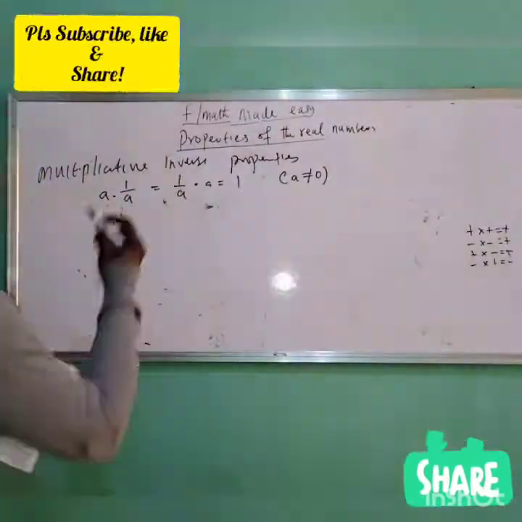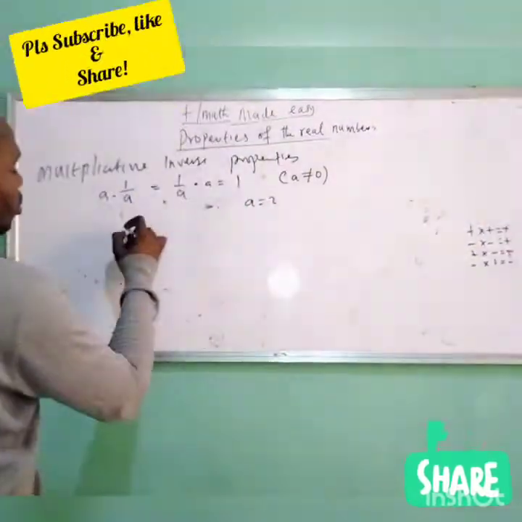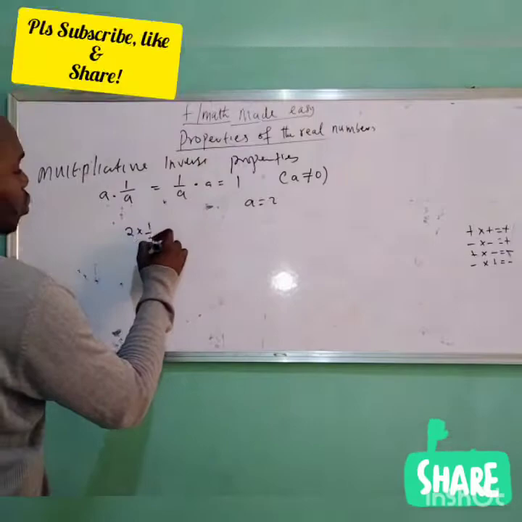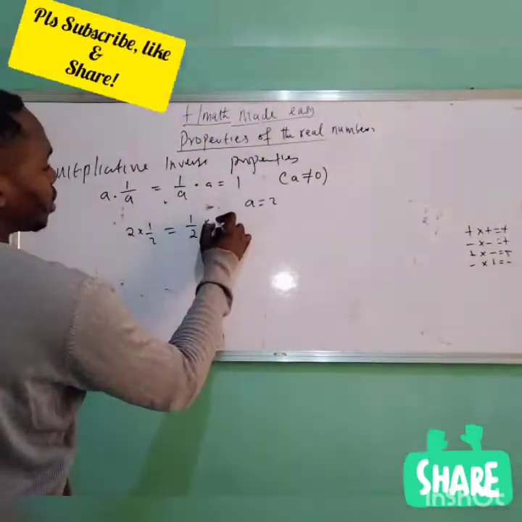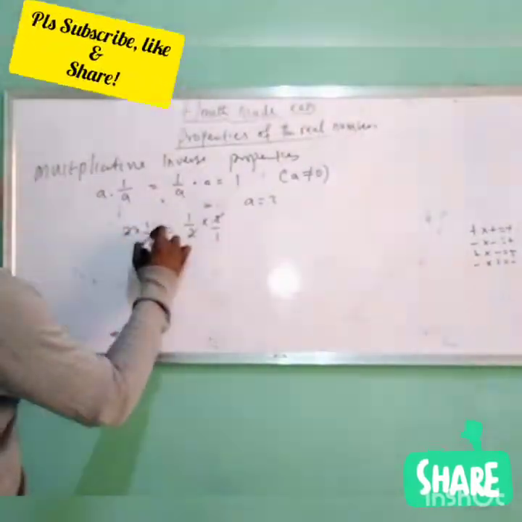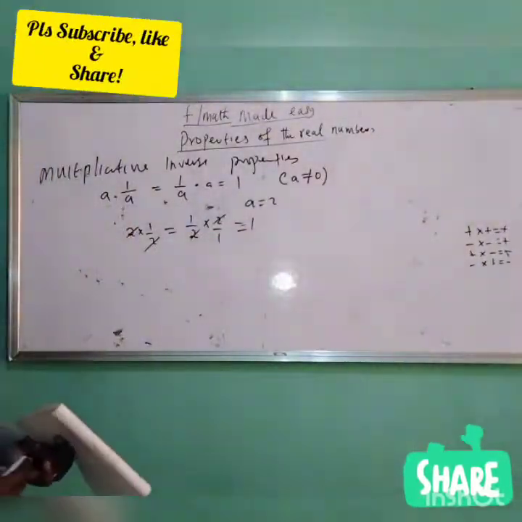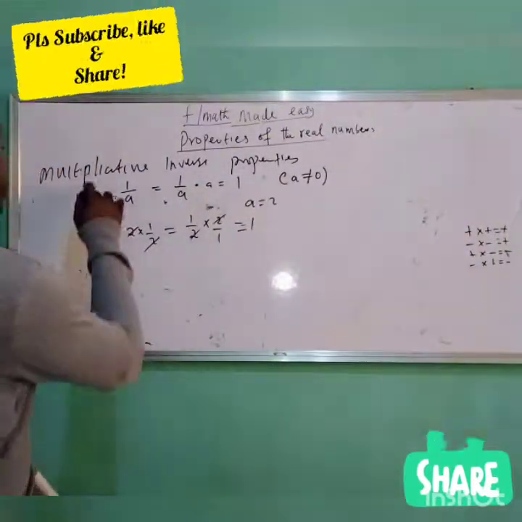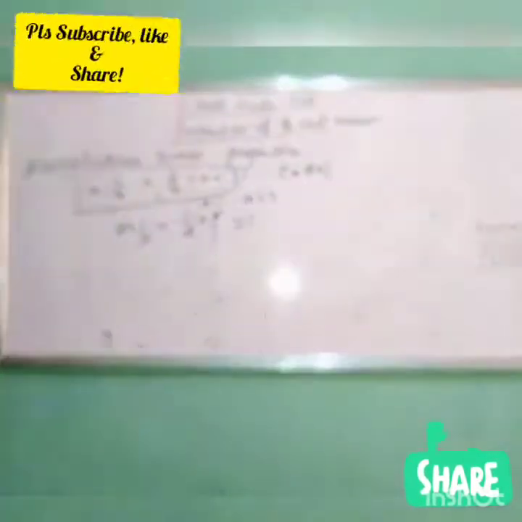So what this means is, let's say for instance a equals 2, so this becomes 2 times 1 over 2, equals 1 over 2 times 2. So you can see this cancels out, this cancels out, and that gives you 1. So that is why, for the multiplicative inverse property, this expression is true.